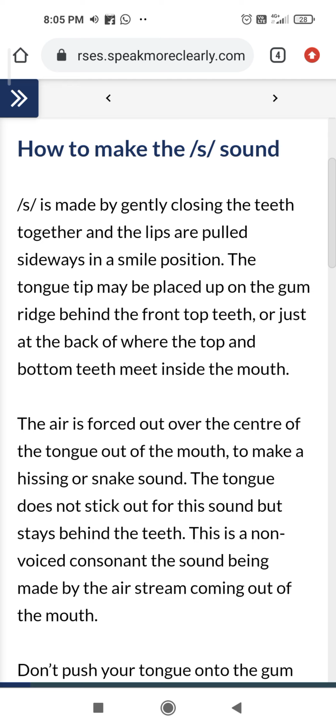The air is forced out over the centre of the tongue, out of the mouth, to make a hissing or snake sound. The tongue does not stick out for this sound, but stays behind the teeth. This is an unvoiced consonant, the sound being made by the airstream coming out of the mouth. Note, when the letter C is followed by an E, I or Y, it always says S.